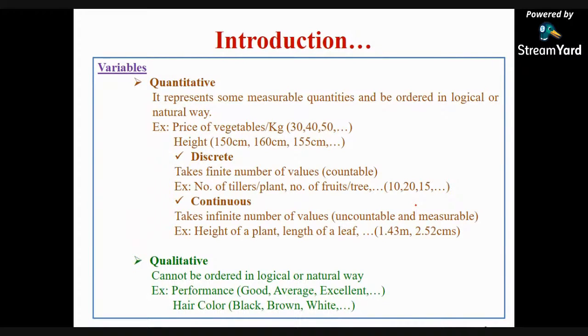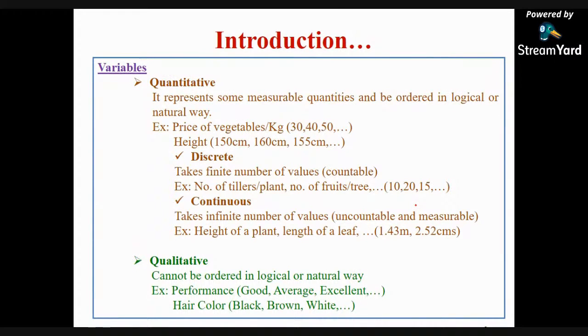Now again within quantitative variables there are two types. One is discrete and the other one is continuous. These things are very common that you hear from day to day. Discrete means it takes a finite number of values which are countable. Suppose the number of tillers per plant or the number of fruits per tree. It can be 10, 20, 15, 25. It cannot be in fractions. It will be some whole number which is countable.